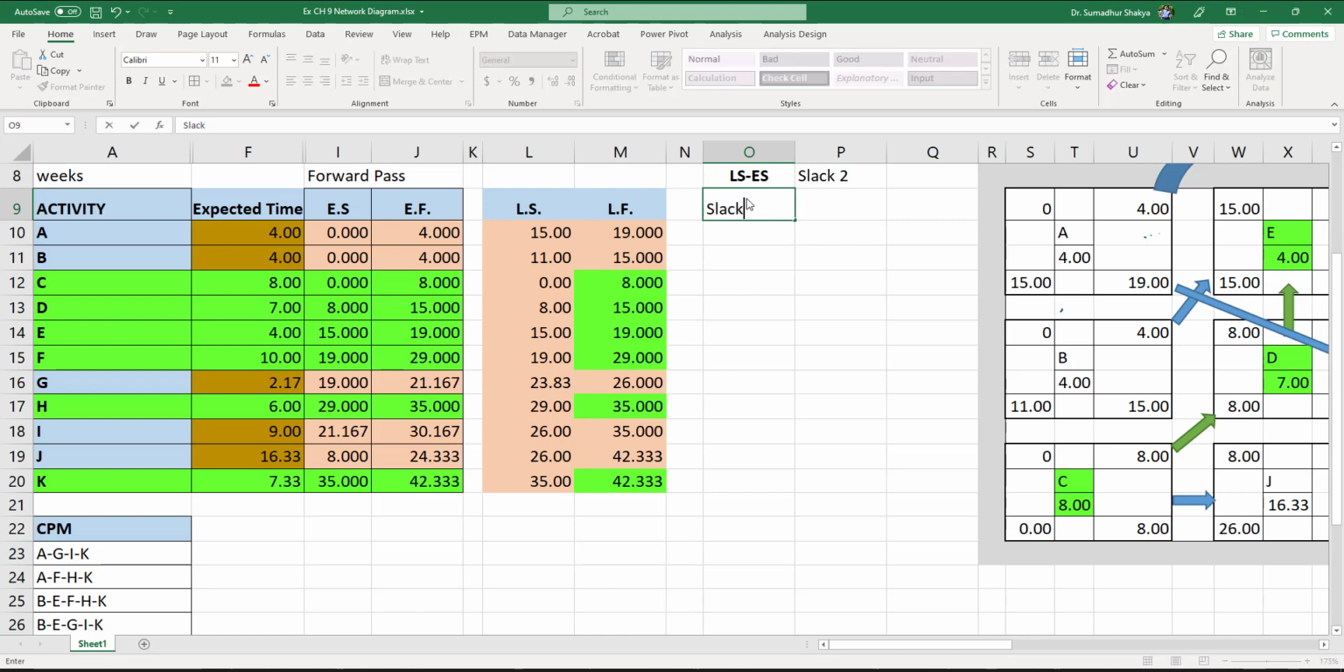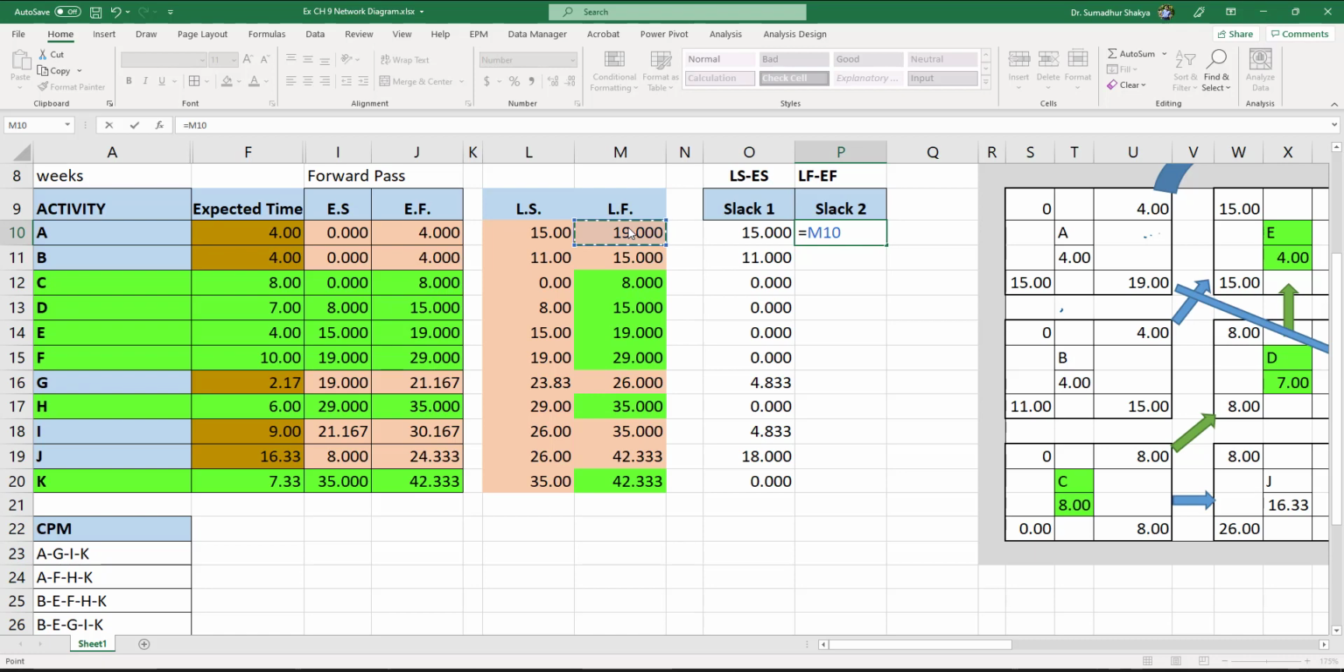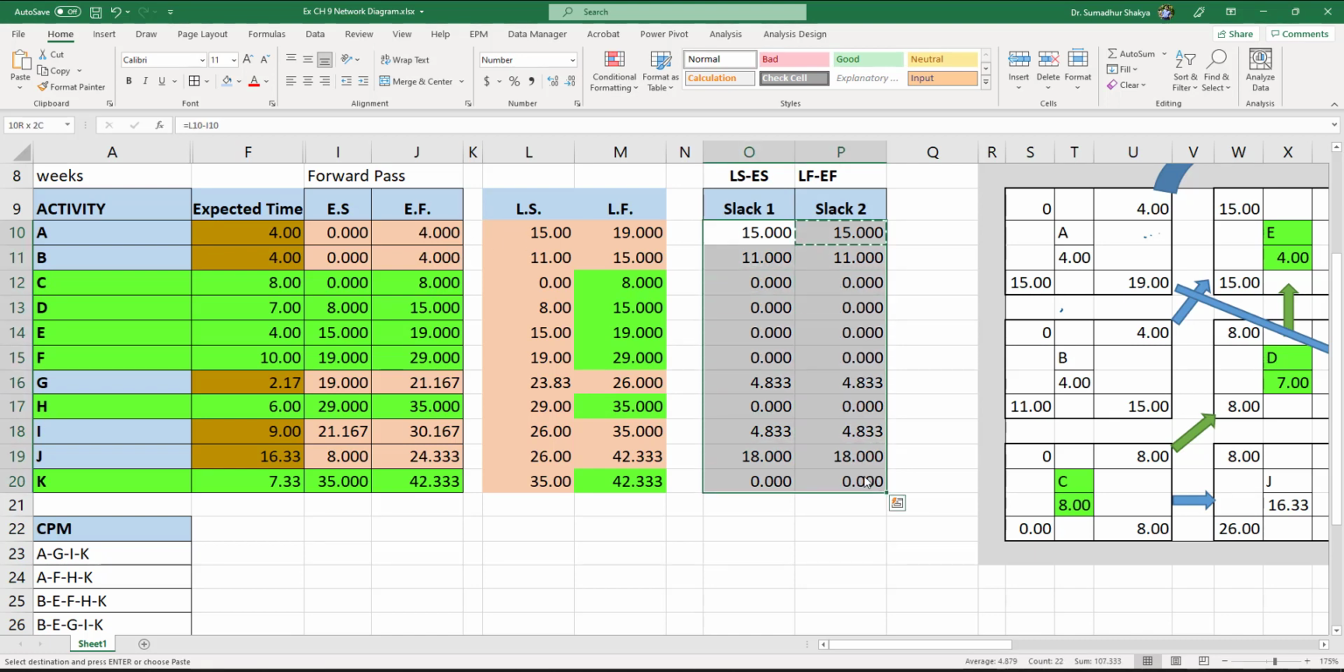Okay, so let me do this the other way around. Slack 1 and slack 2. This is late start minus early start, and this is late finish minus early finish. So let me type that in. Equals late start minus early start, and late finish minus early finish. Now what you will notice is that all the activities on critical path will have a slack of 0.